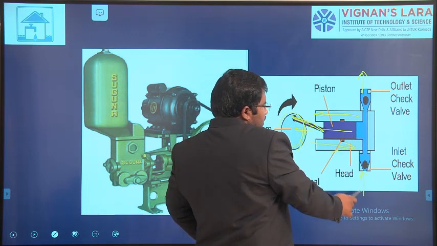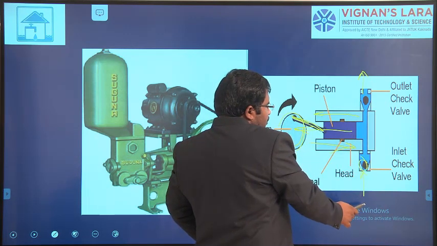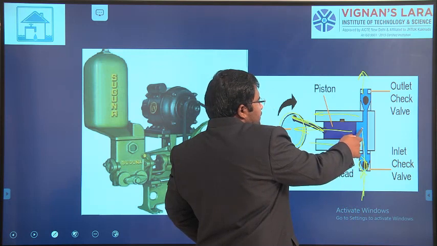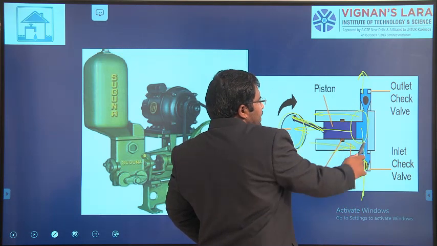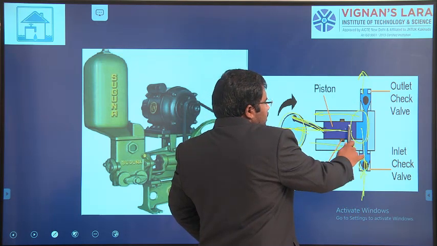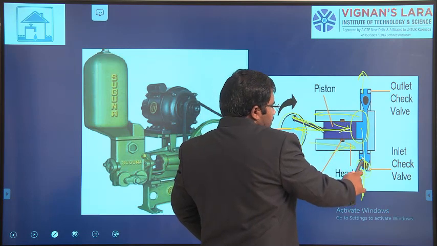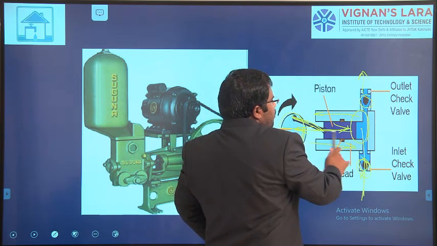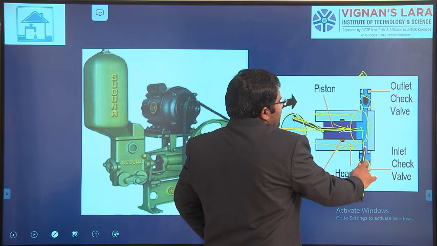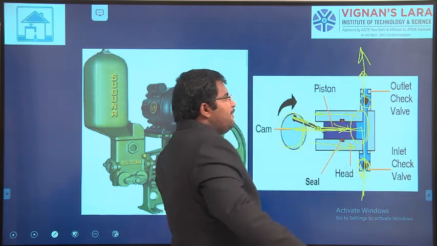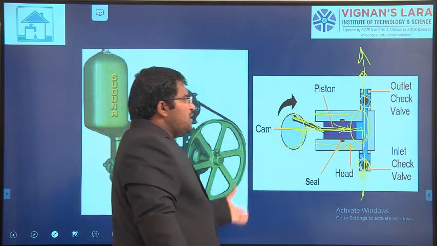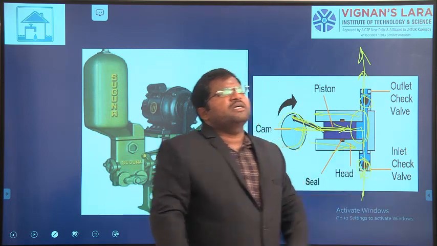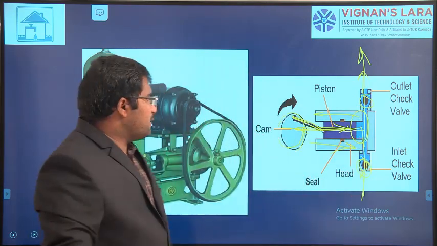Once it is moved like this, this valve will get open, fluid will rise here, right, because negative head is created here. Then once it is moving back, this valve will be closed and this valve will be open and the liquid will be pressurized and it will move to the top, okay. So this is the basic principle of how reciprocating pumps work, right.